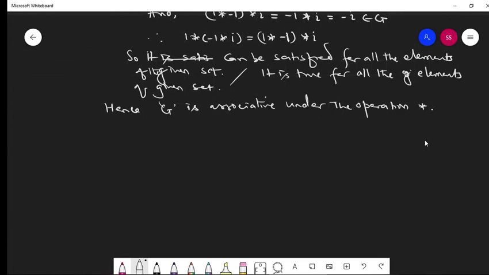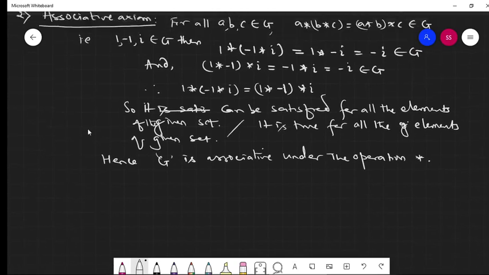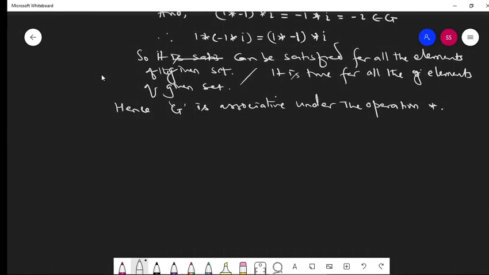Now moving to the third property, we used 1, 2, now 3. 3, that is the identity axiom.